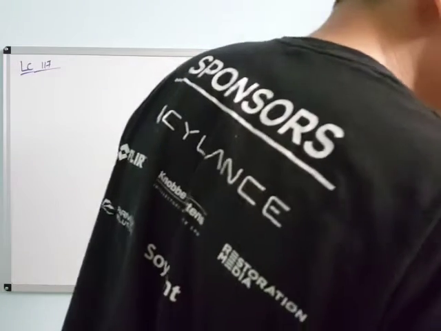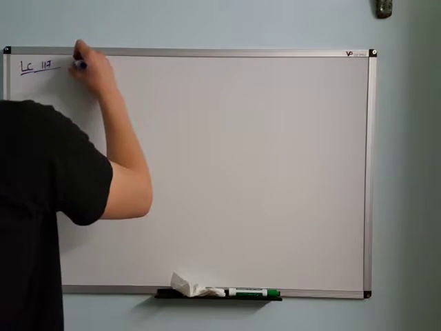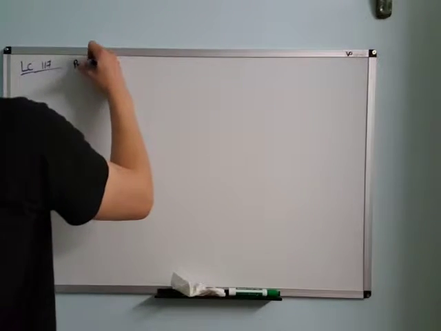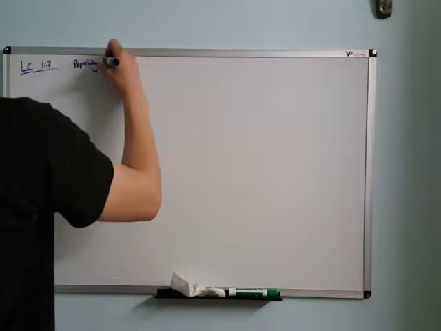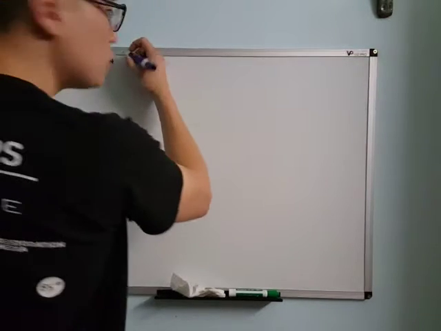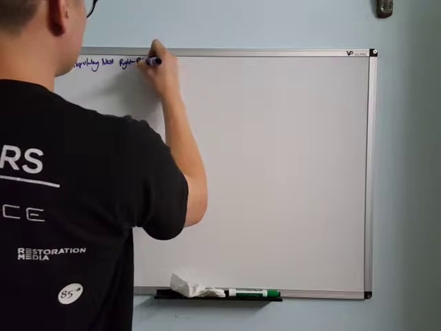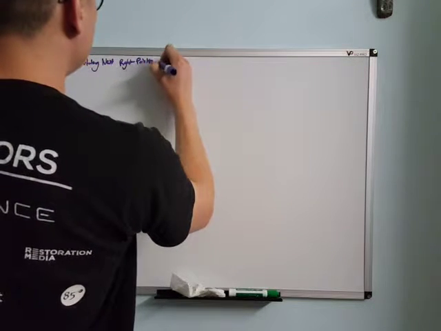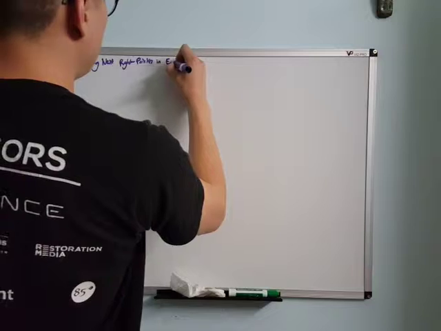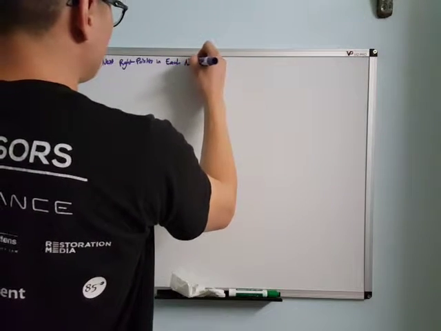Okay, this is Leetcode 117, populating next right pointers in each node. That doesn't say much.